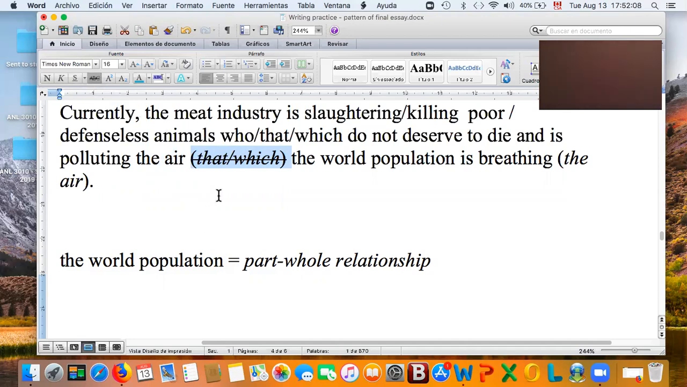Okay, so the meat industry is polluting the air the world population is breathing. Why is it that you can drop that or which? Why don't you have to say the meat industry is polluting the air that the world population is breathing? Well, look at this. This part of the adjective clause, you see it's a clause. Here's a subject, world population. Here's the verb, it's breathing. And what is understood is that they're breathing the air. In other words, the understood object is the air.